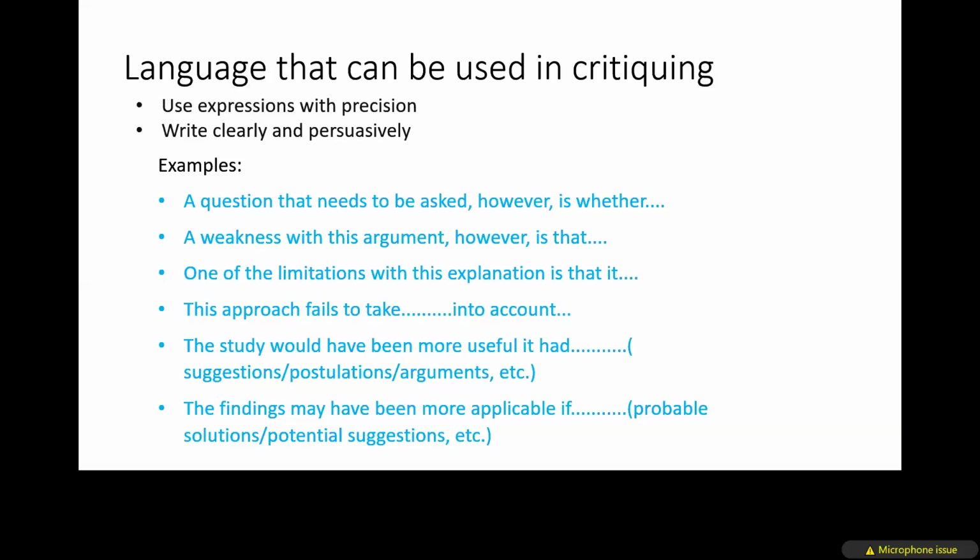Say, for example, the weakness in this argument, however, is that it assumes ideal thermal conductivity without accounting for energy losses due to surface imperfection. You can just go on writing something like that. And third example, one of the limitations with this explanation is that, you just keep on writing, right? This is not criticizing, right?